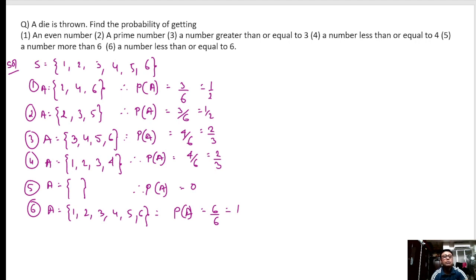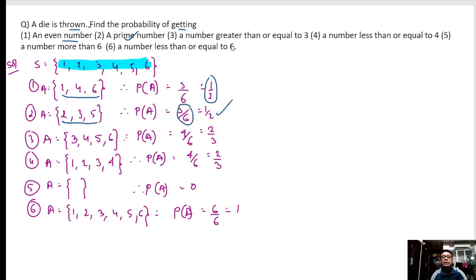A die is thrown. Find the probability of getting an even number. So when you throw a die, please note, these are the options. So an even number. What are the even numbers? These are the even numbers. So 3 out of 6. Next, prime number. Which are the prime numbers? These are the prime numbers. So 3 out of 6.